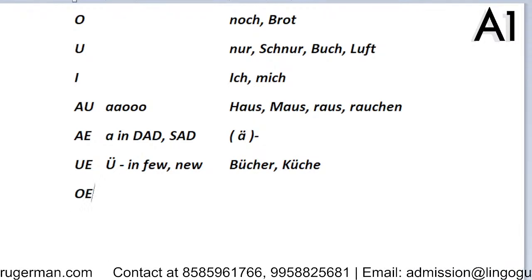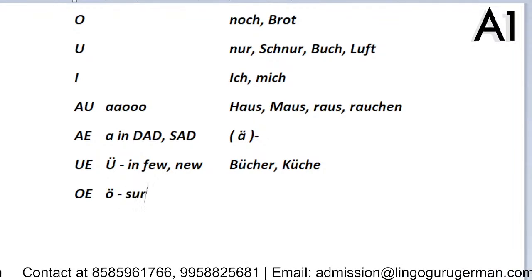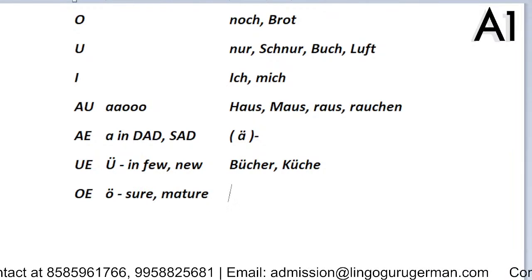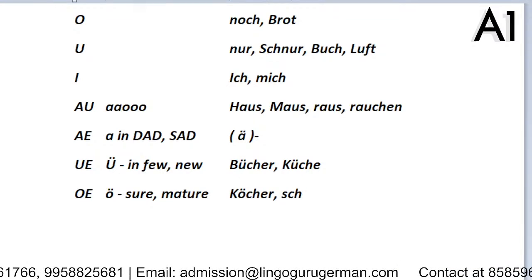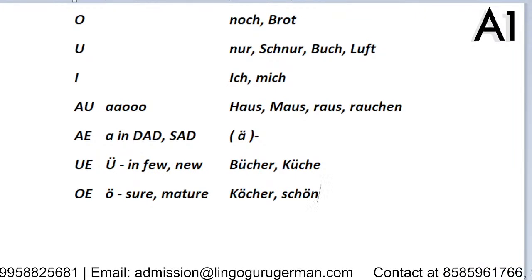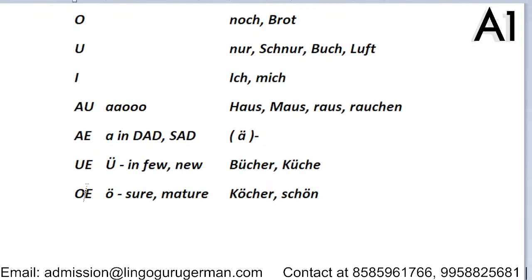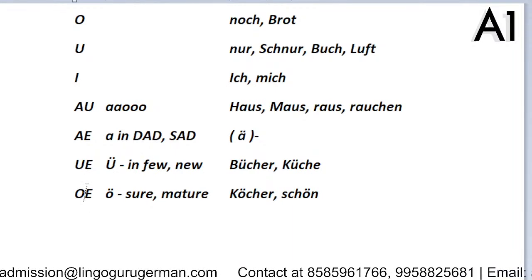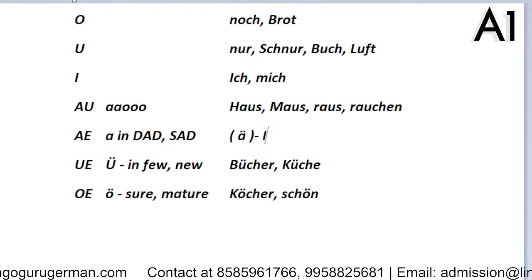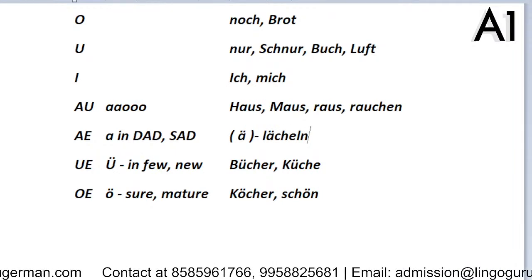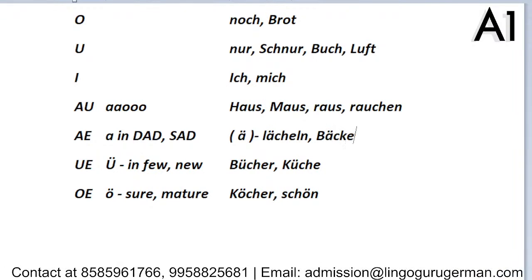Now, when this O comes with E, that is this character, and it is pronounced as Ö, as in sure, mature. For example, schön. Ä, Ü, Ö, schön, Bücher, Küche. Here we have lächeln, Bäckerei.